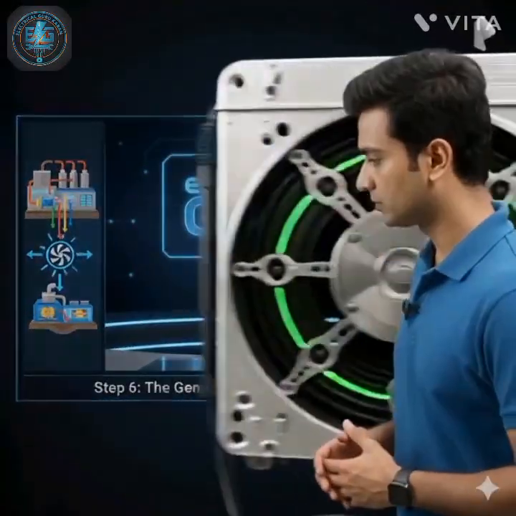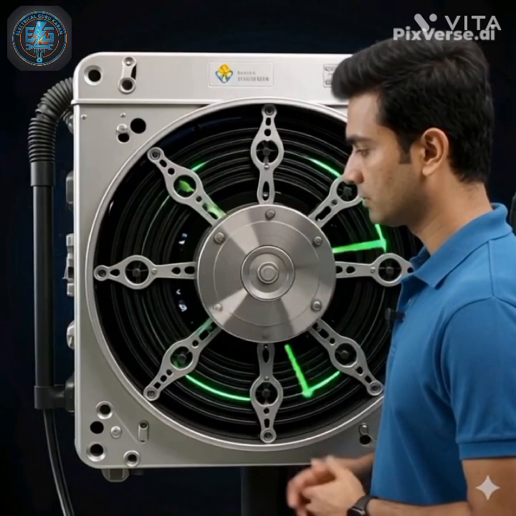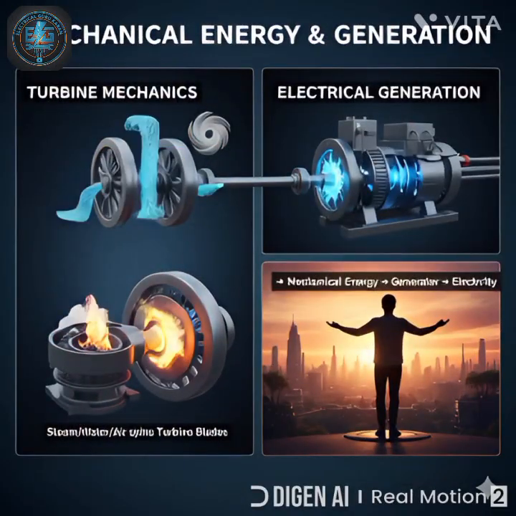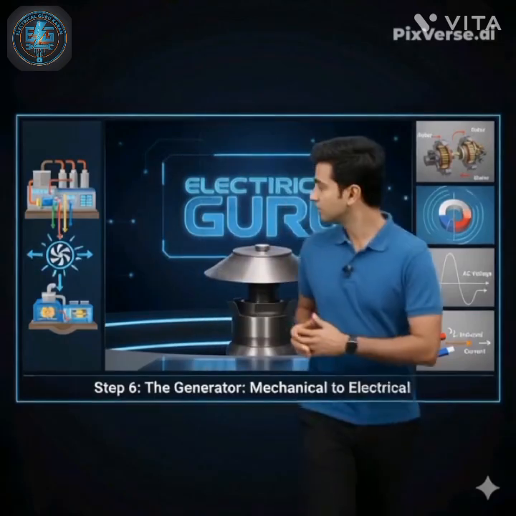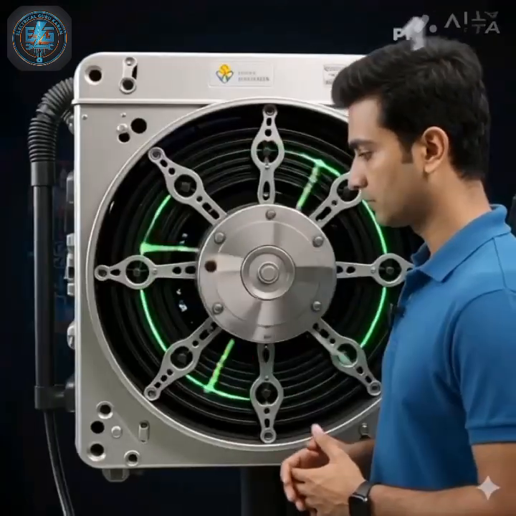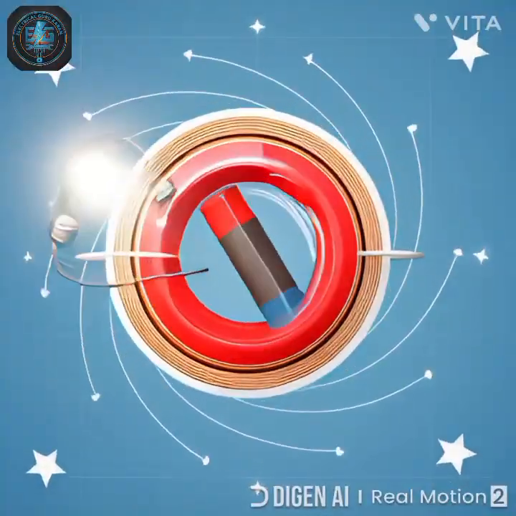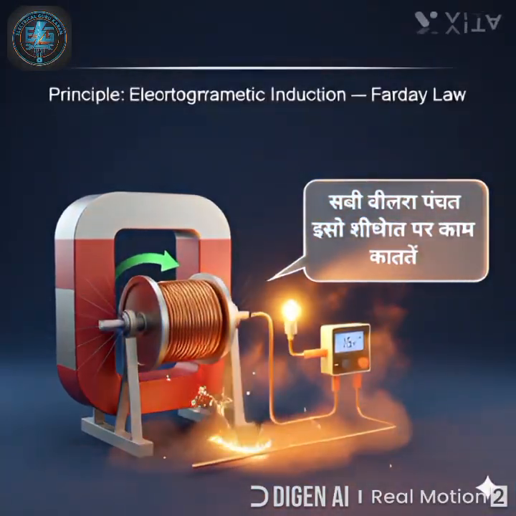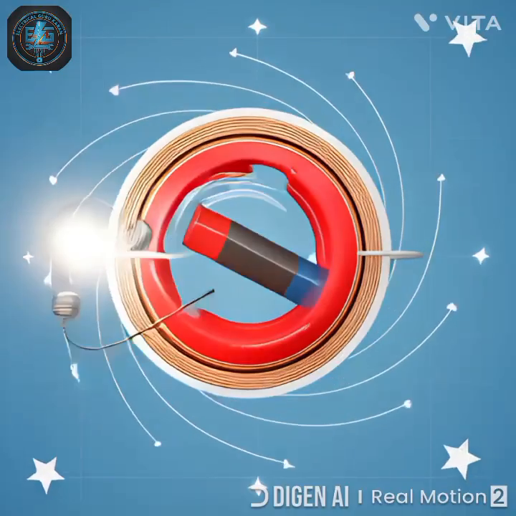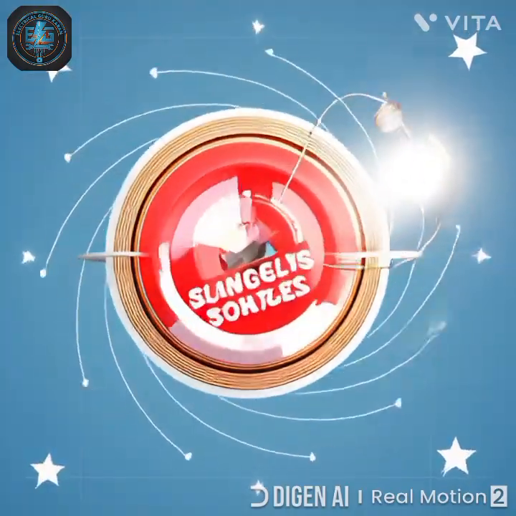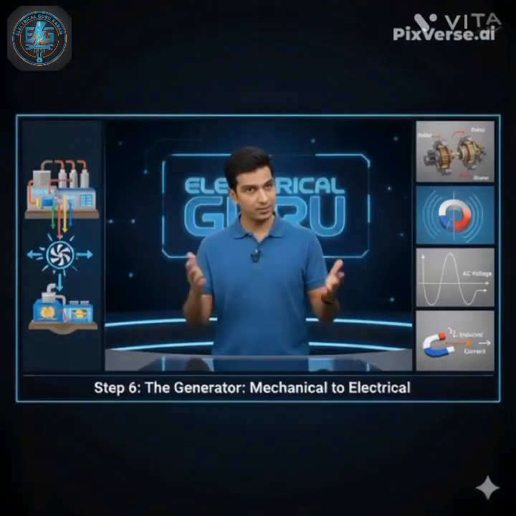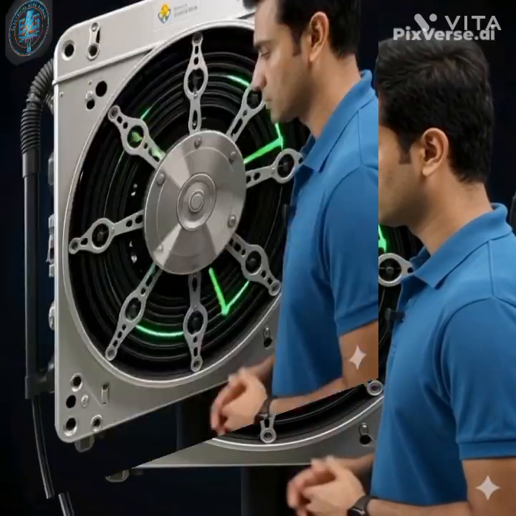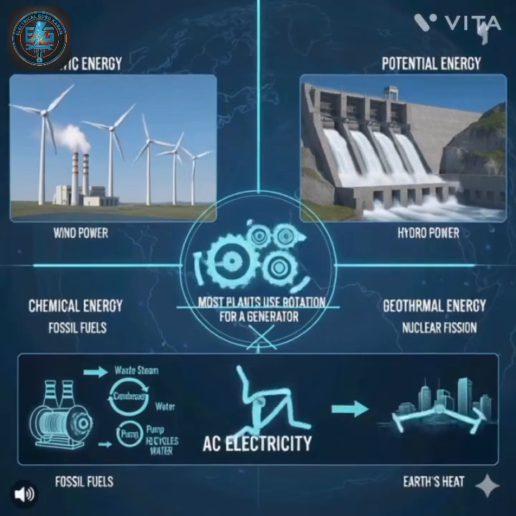Step 5. The generator, mechanical to electrical. A generator contains a rotating part called the rotor and stationary coils called the stator. As the rotor spins, it creates a changing magnetic field. Faraday's law of electromagnetic induction says that changing magnetic fields induce voltage in nearby coils. That induced voltage produces alternating current, AC, which is the electricity a plant delivers.